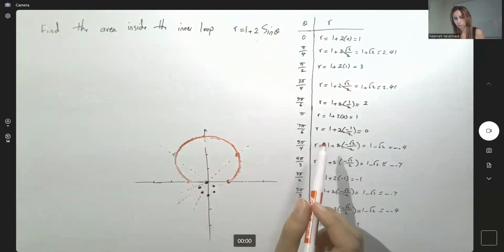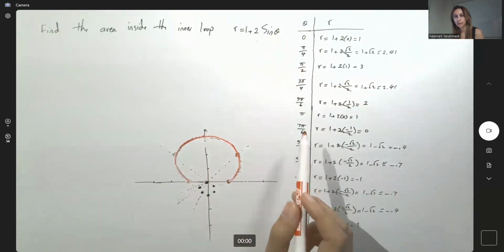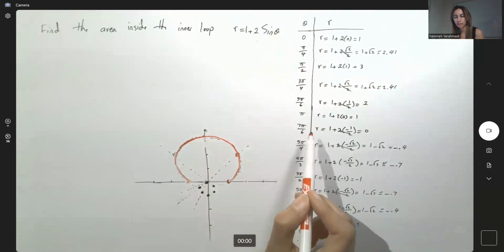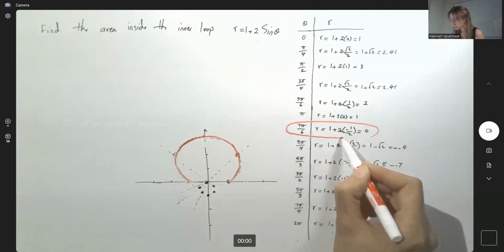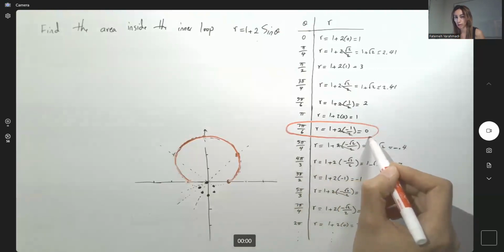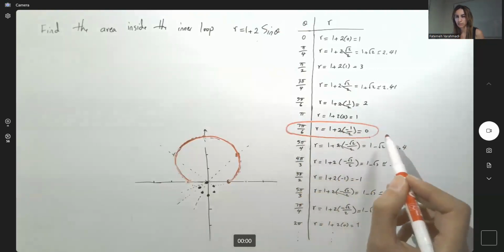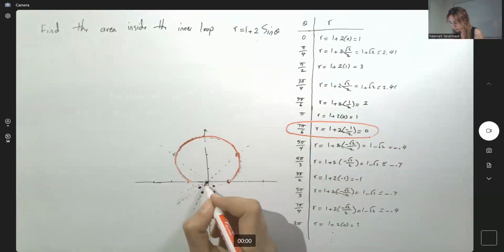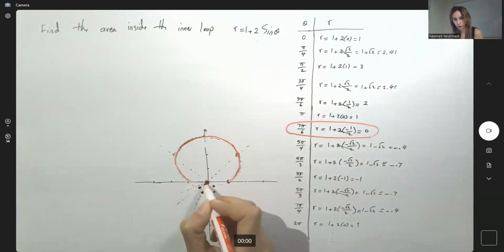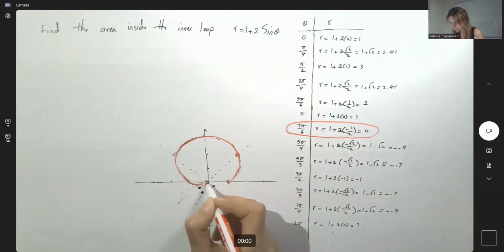If I continue, for example, if I plug in 7 pi over 6, my radius becomes 0. This is very important, everybody. Why? At 7 pi over 6, the radius is 0. It means that it is located here. But if you plug in more angles, you see the behavior of your object becomes like this.